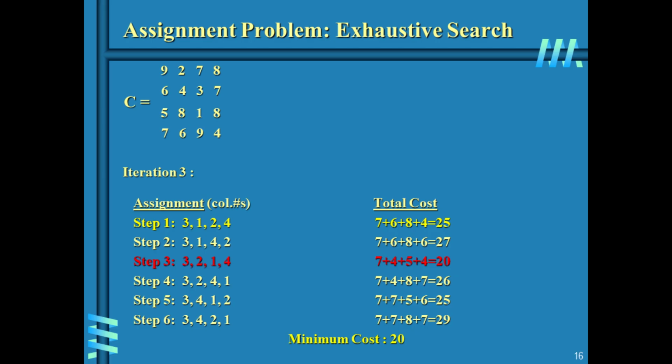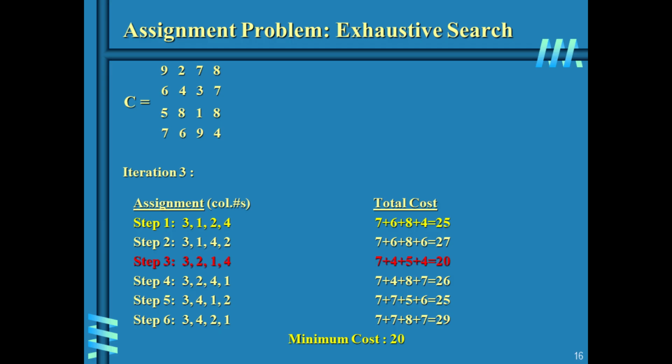Coming to iteration number 3. In iteration number 3, I am trying to fix job 3 to person 1 and trying with other combinations of job for the remaining persons. So here goes the steps. Step 1 of iteration 3 is assigning job 3 to person 1, job 1 to person 2, job 2 to person 3, and job 4 to person 4, and the total cost is 25.